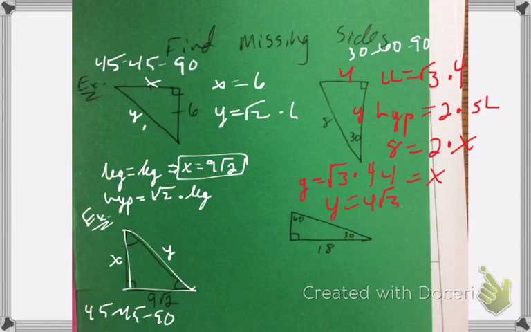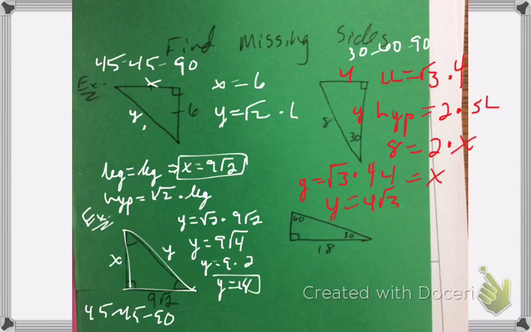This is the hypotenuse. So I'm going to plug that in for hypotenuse up here. So y equals radical 2 times the leg, which is 9 radical 2. Now remember, when you're multiplying radicals, we multiply the numbers on the outside and then multiply numbers on the inside. This becomes 9 times the square root of 4. Square root of 4 is 2. So we get 9 times 2, which is 18. And that's y. And we're done.